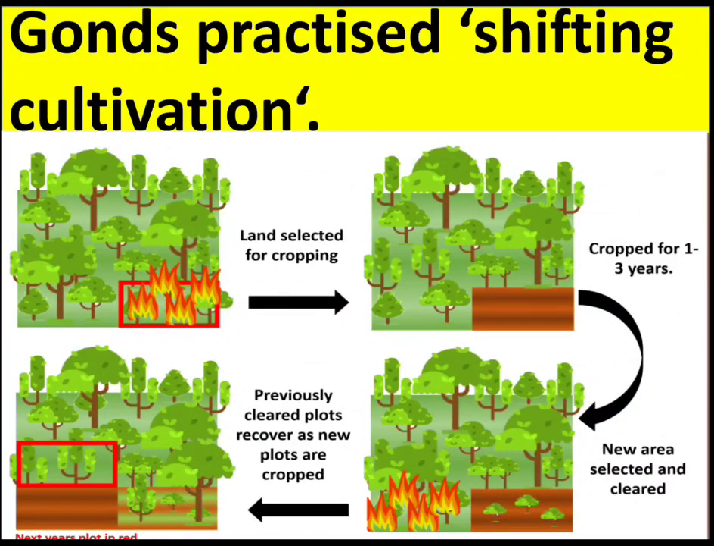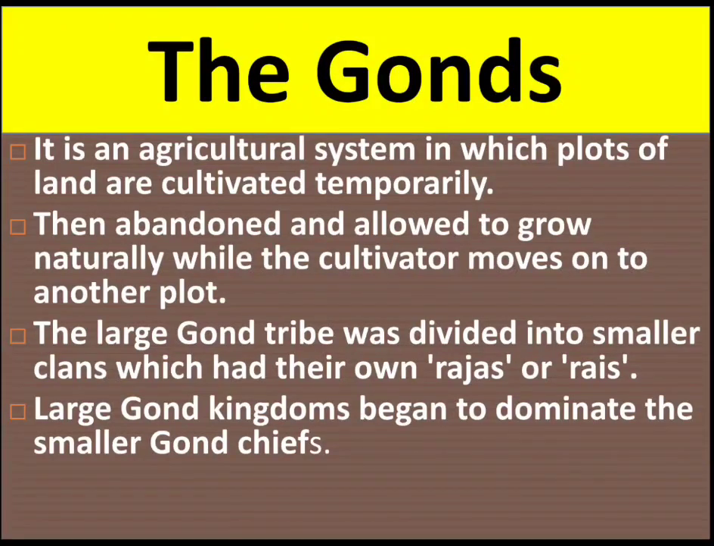Gonds practiced shifting cultivation. Look at this picture carefully. They are telling you step by step. So what did they used to do? It's an agricultural system. Which system? The shifting cultivation, in which plots of land are cultivated temporarily. They are abandoned and allowed to grow naturally while the cultivator moves on to another plot.